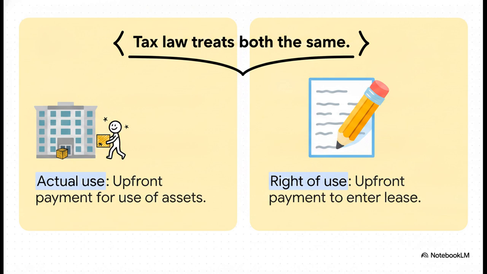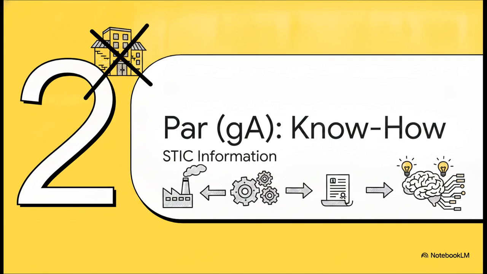Use refers to an upfront payment for the actual practical utilization of the assets. You're paying to walk into the building and operate. Right of use, on the other hand, is an upfront payment just for the right to enter into the lease agreement in the first place. Paragraph G is drafted broadly enough to capture both. So whether your client is paying to physically use the building or paying just to hold the pen to sign the lease, the ultimate tax treatment for the recipient remains exactly the same. It's fully taxable.